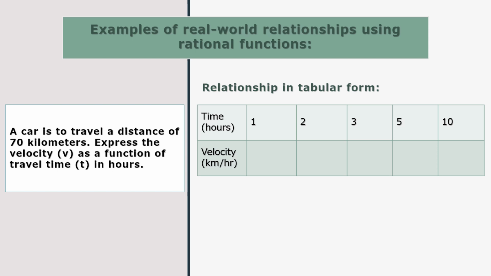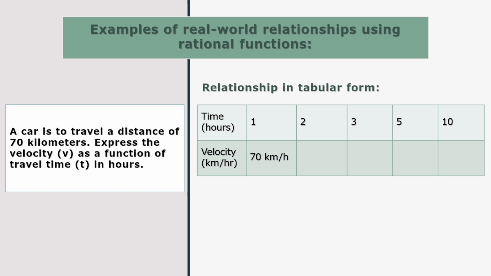Now the first row is time in hours with values 1, 2, 3, 5, and 10, and the second row is velocity in kilometers per hour. To recall, the formula for velocity is distance over time, or velocity is equal to distance over time. So in our problem, we have the distance of 70 kilometers. If time is 1 hour, what will be the velocity? Okay, it will be 70 kilometers per hour.